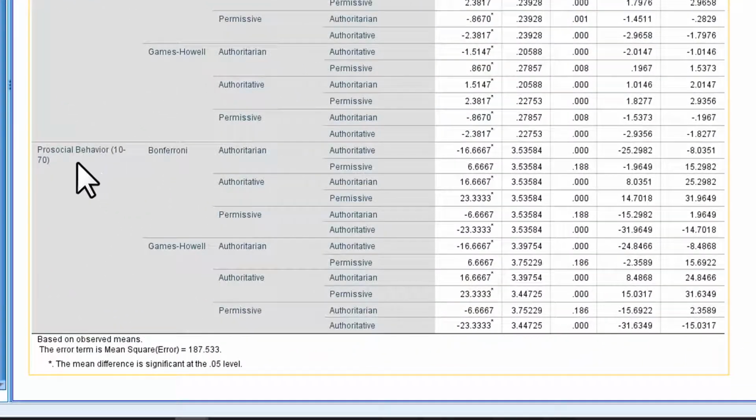In terms of prosocial behavior, we can use Bonferroni. So authoritarian versus authoritative is significantly different. Authoritarian versus permissive, it's not significant. And authoritative versus permissive is significant.